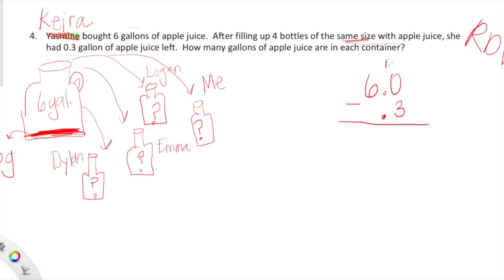Well, I can't take 3 from 0, so I'm going to have to go ahead and unbundle here. So our 6 becomes a 5 and our 0 becomes a 10. 10 minus 3 is 7. Go ahead and bring that decimal point directly down. And 5 minus nothing is 5. So what this tells us is that Kira poured 5.7 gallons across these 4 bottles.